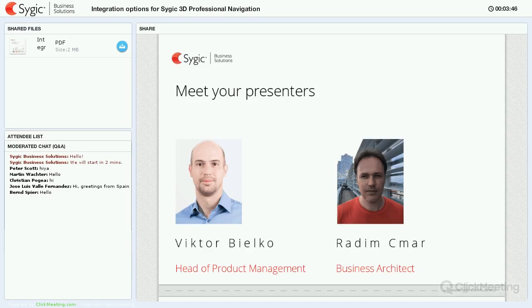Finally, I'm happy to introduce our presenters for today. Unusually, today we have two of them. First, we'll start with Viktor Bielko, the head of product management. Many of you know him already, and he will open the session explaining all possible types of integration of Sygic 3D professional navigation. To follow, Radim Tmar, our business architect, will explain the migration from 2D product to 3D product in three types of migration. He will also be showing some examples for developers.